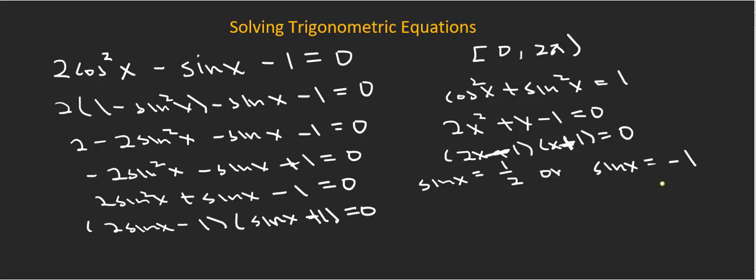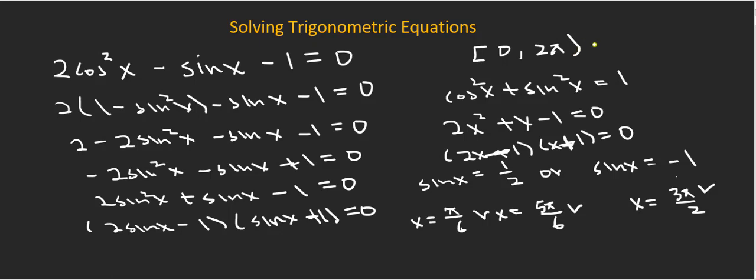Now, let's do this first. Sine of what is negative 1? That's when x equals 3 pi over 2. Now, sine of what is 1 over 2? That happens when the angle is in the first or second quadrant. So x equals pi over 6, and x equals pi minus pi over 6, which is 5 pi over 6. So you will have 3 solutions, and they're all within the restriction.